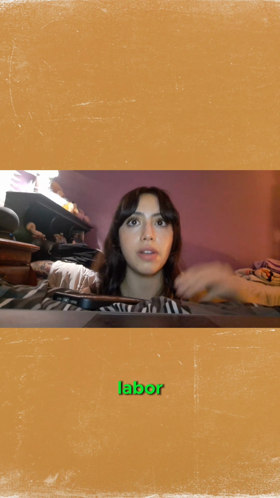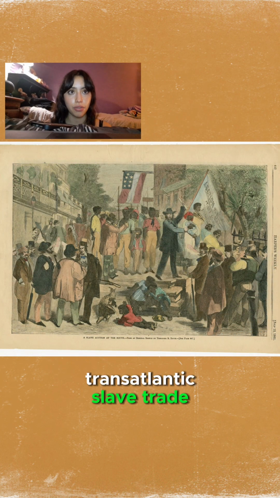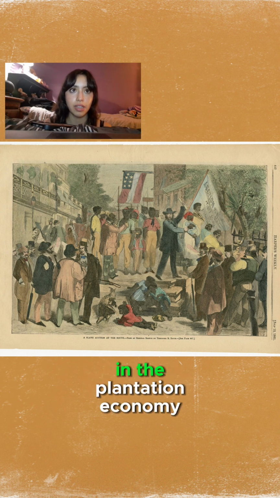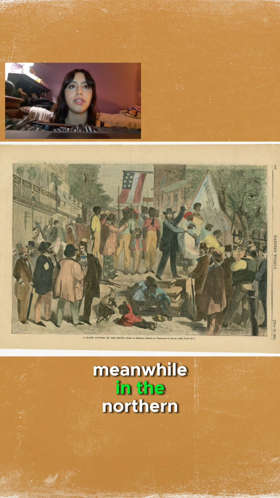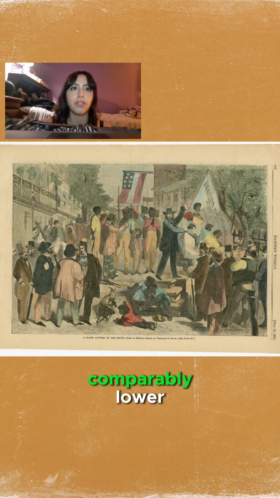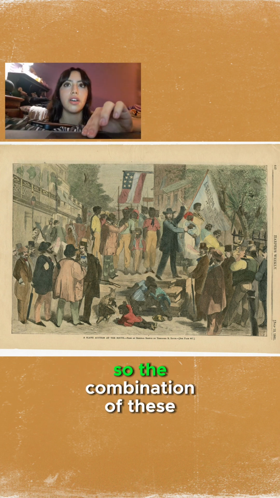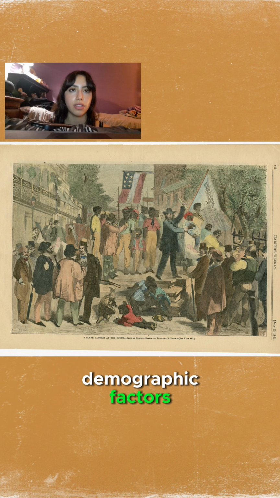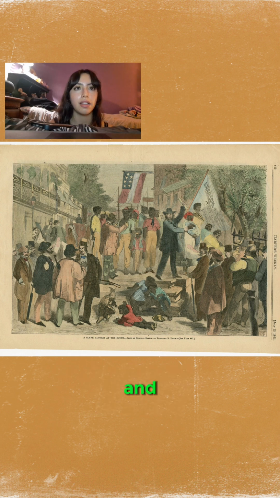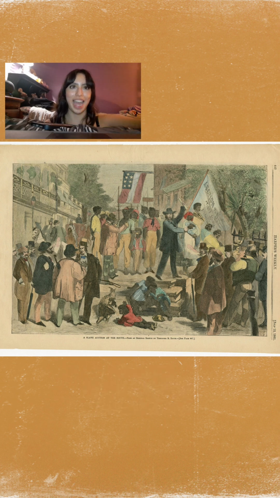for enslaved labor. And for migration and settlement in the southern colonies, especially through the transatlantic slave trade, they met the demand for labor in the plantation economy. Meanwhile, in the northern colonies, while slavery existed, its prevalence was comparatively lower due to the lesser demand for agricultural work. So the combination of these demographic factors contributed to the variation in the prevalence of slavery amongst the 13 colonies.